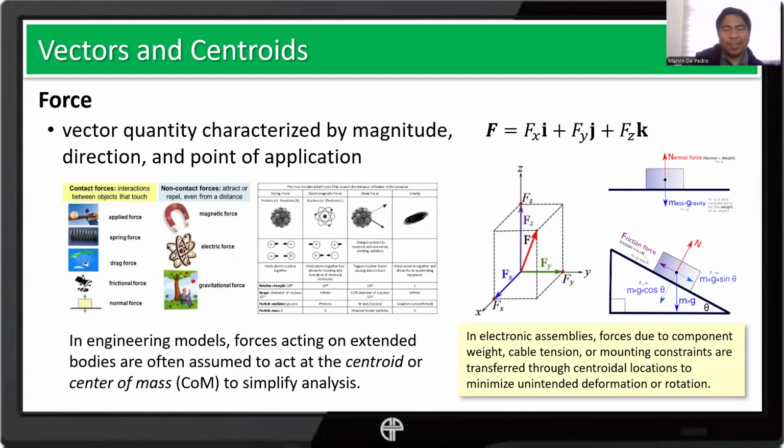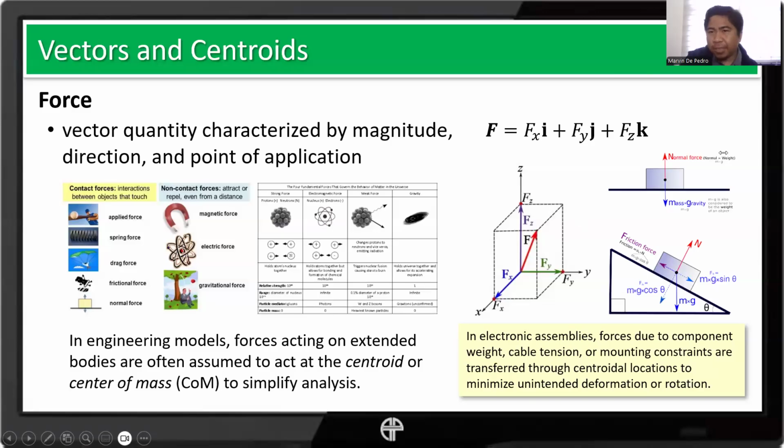In the meantime, take note that in engineering models, forces acting on extended bodies are often assumed to act at the centroid or the center of mass to simplify analysis. We're going to talk about that in the next section. Take note, by the way, that forces, since they are vectors, can be represented similarly. A vector F, which represents our force, can be written in terms of its x, y, and z components with their respective unit vectors. Same thing: x is to i, y is to j, and z is to k.